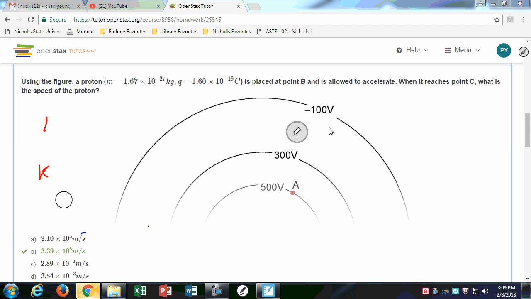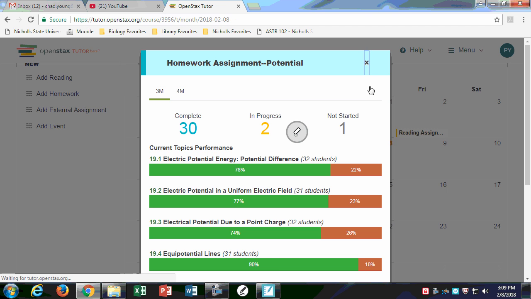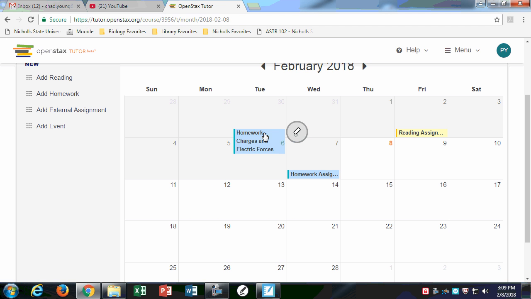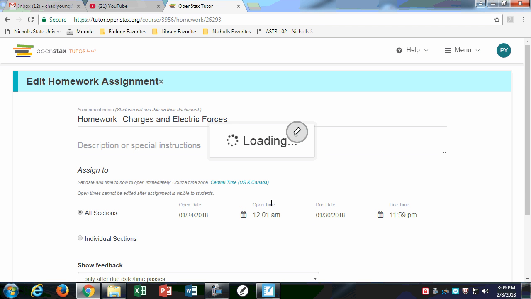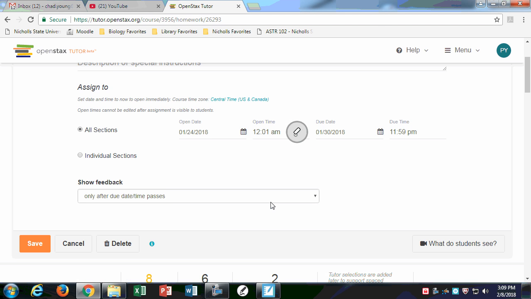All right, let's look at homework number 1. See, it says use 1.6 times 10 to the negative 9. Then this says times 10 to the negative 19. Number what? 4? Yes.